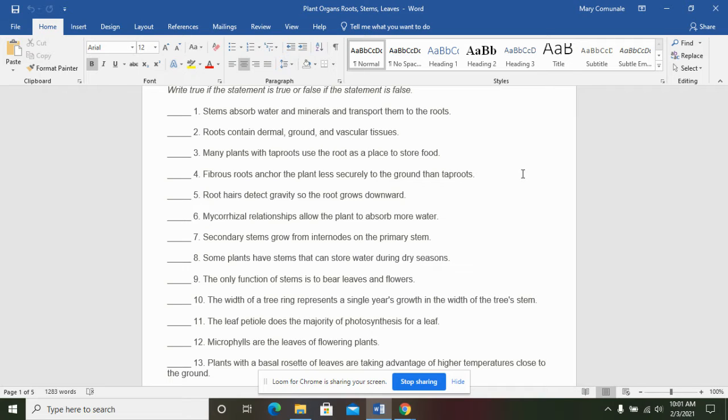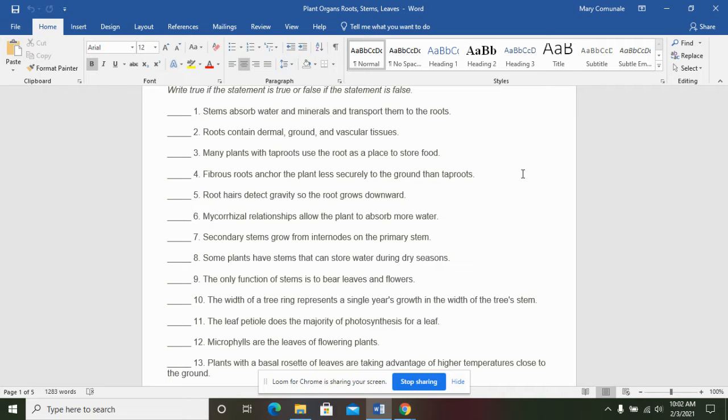Number 3, many plants with taproots use the root as a place to store food. This one threw me off a little bit because I immediately wanted to say no, plants don't use roots to store food. They just use them to transport water. But in actuality, plants do use their roots to store food if they have a big enough root.